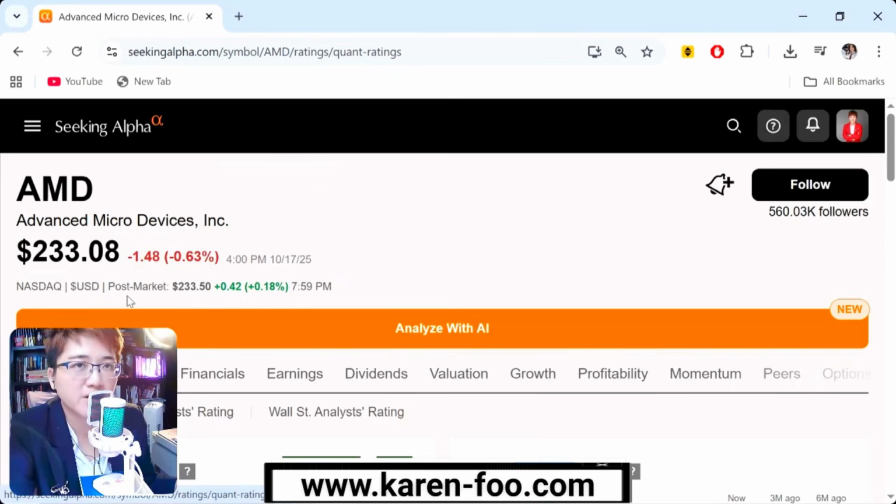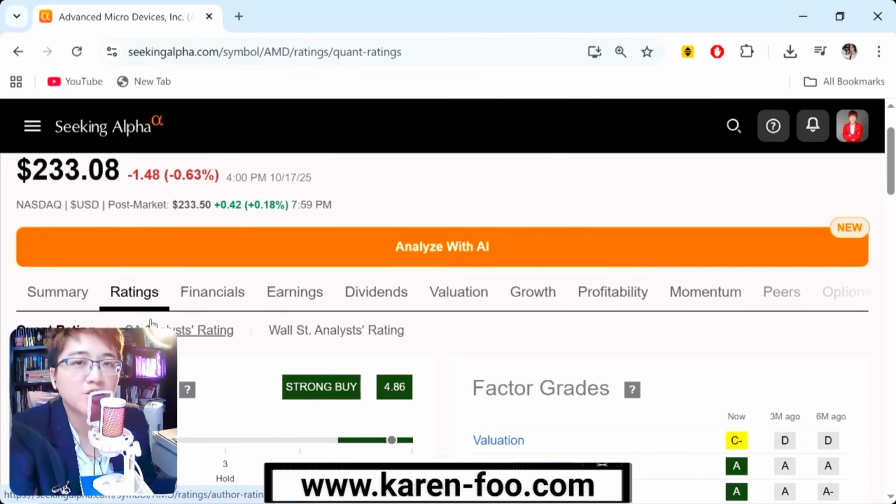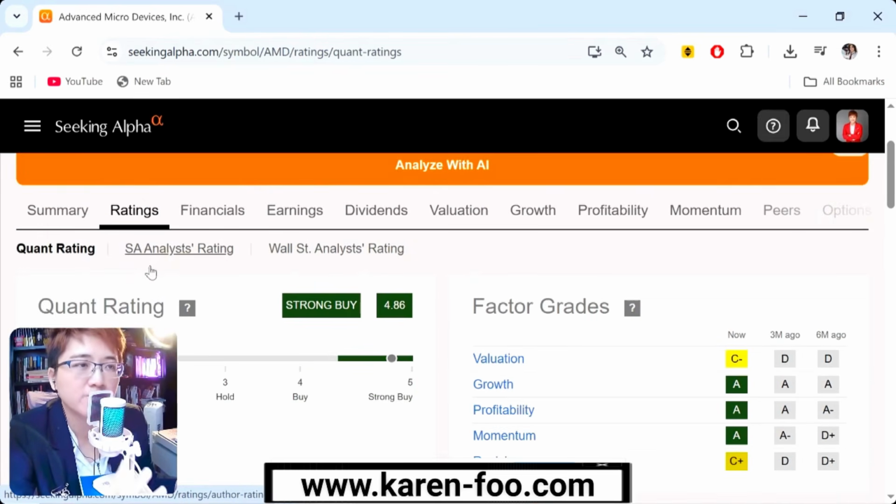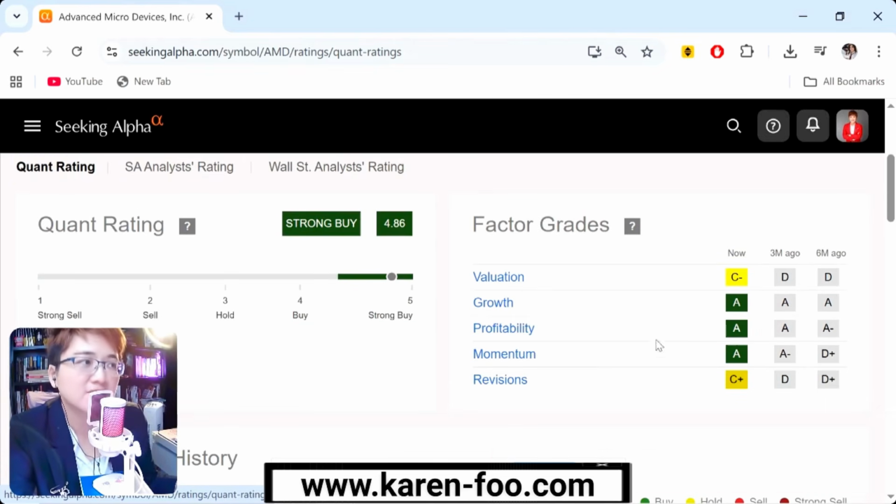Now, one of the strengths about Seeking Alpha is that they have their own team of analysts, okay? And they have their own quant rating. So based on the quant rating, it tells you strong buy. And it also grades the stock like a report card. Valuation C minus, growth A, profitability A, momentum A, revision C plus.